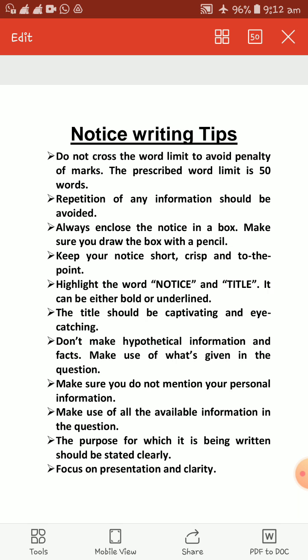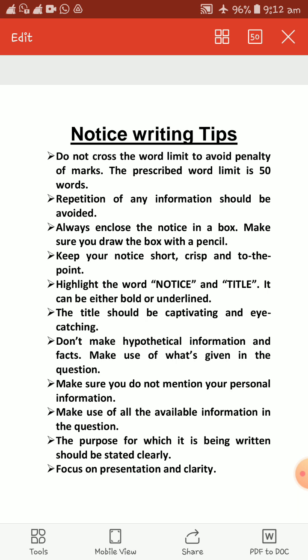Highlight the word notice and the title. You have to highlight the word notice. It is better you write NOTICE in capital letters, and you have to highlight it. Even the title of the notice you have to highlight. It can be either bold or underlined. Now you can do some designs. You can make it bold, or if you wish, you can underline it.